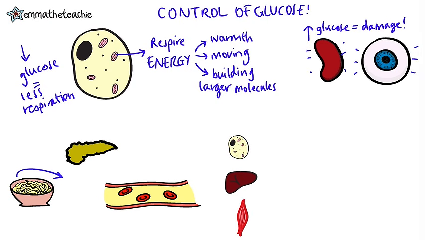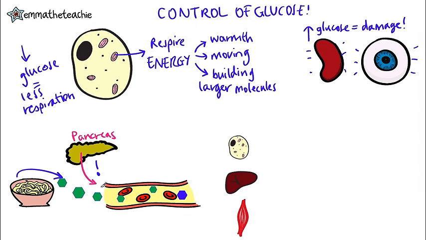Let's look at what happens when we eat a meal. This bowl of spaghetti contains carbohydrates. These are broken down by the enzyme amylase in our digestive system to make lots of glucose. This glucose will then travel in our bloodstream. The organ that detects any change in glucose is this one, the pancreas.